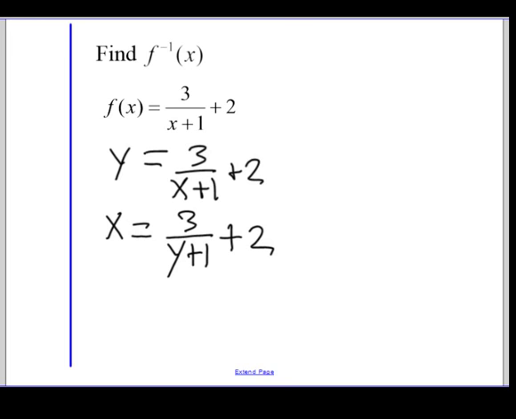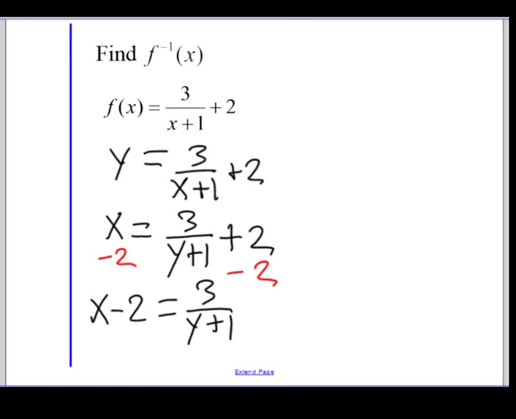I don't think I can get near the y at the bottom, because it has that plus 1, but it's also being divided with 3 above it, and there's a plus 2, so I think the plus 2 comes first. So we're going to subtract 2 from both sides. x minus 2 equals 3 over (y plus 1).